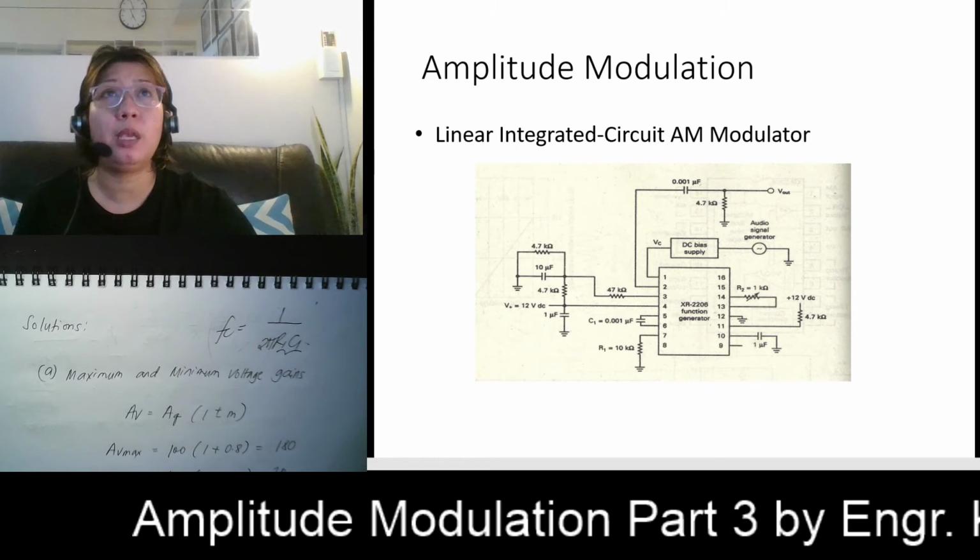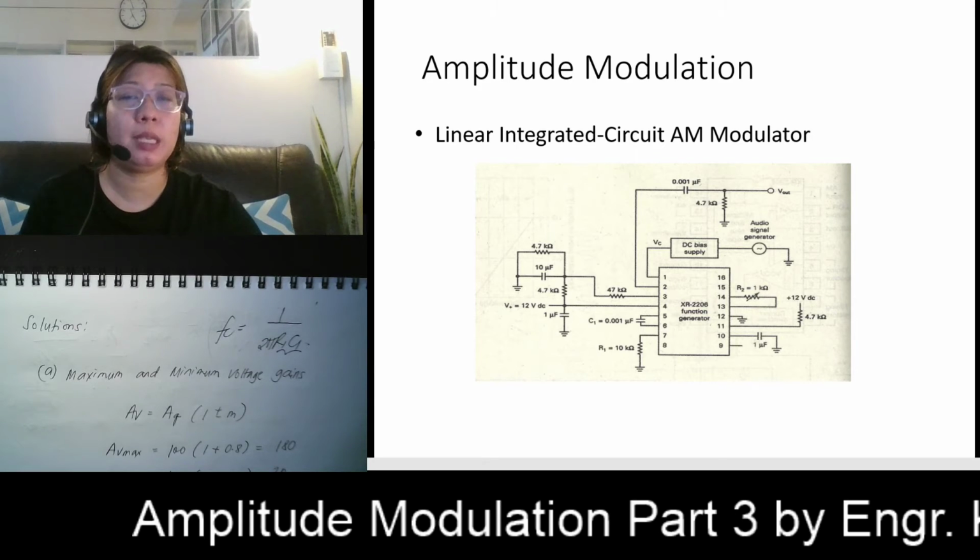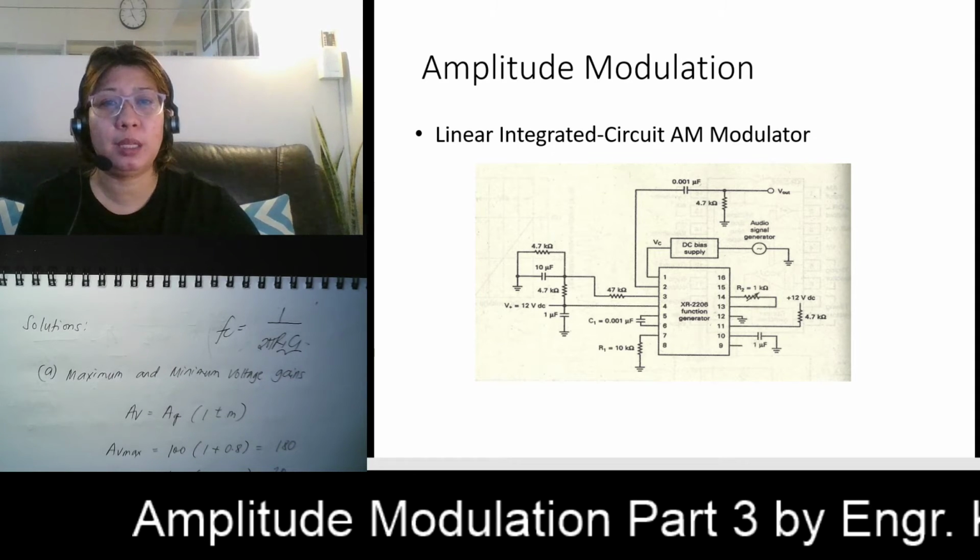And your P1 is your modulating signal. This is your audio signal generator for your modulating signal. And of course, your voltage output here is the output AM, amplitude modulation, based on your audio signal generator here and your carrier signal that is dictated by your C1 here and your R1 here. So this is the linear integrated circuit AM modulator using your XR2206 function generator.